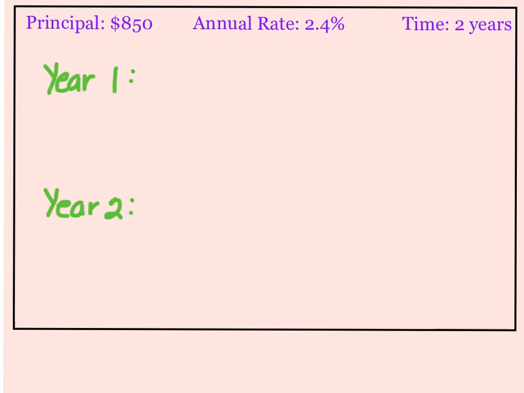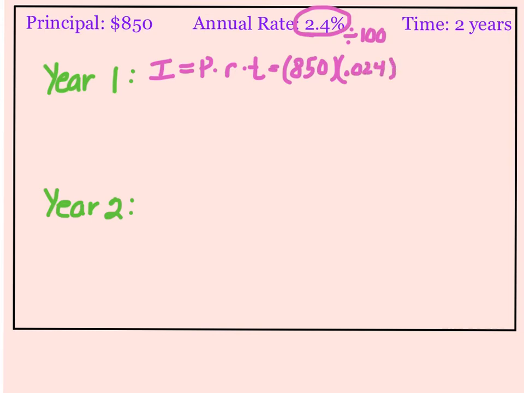Okay, so your first step on the first year, go ahead and calculate the interest. So if you want to pause the video and you're comfortable with this first part, go ahead and do that. If you're not comfortable, remember interest is principal times rate times time. How much money are we investing? The principal is $850. The rate, remember we divide it by 100 to change it to a decimal. And we're just talking about the very first year. So in the first year, it's going to be $20.40.